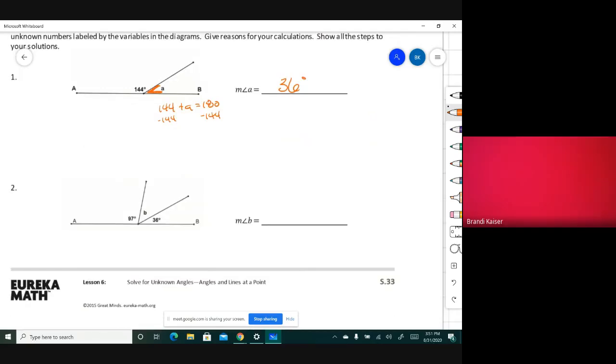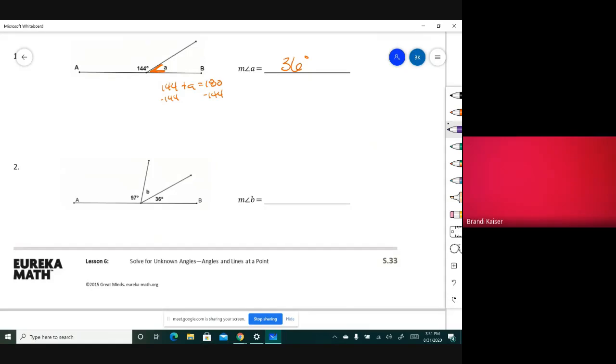Okay, for number 2, sorry, I am finding angle B, but if I look here, segment AB is still a linear segment. This time I just have 3 angles. I have a 97, I have a 36, and then I have angle B that is supposed to add up and equal 180. So 97 plus B plus 36 should add up to 180. I can combine like terms, 97 plus 36. That's going to give me 133 plus B equals 180. Subtract 133 from both sides.